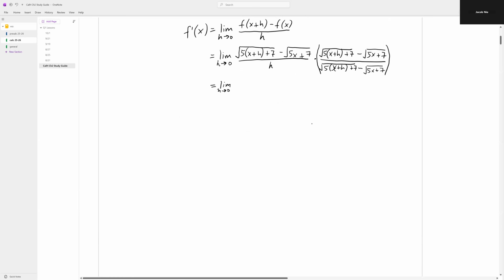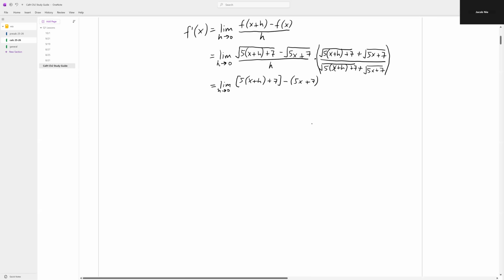Sorry, I've multiplied by the wrong fraction. I meant to write a plus here. Okay, that's supposed to be a plus. And so you can see that as I multiply out the whole numerator, this is going to yield a difference of squares. And so I'm going to have 5 times x plus h plus 7 minus 5x plus 7. And you could confirm that this is the case by expanding by hand using FOIL.